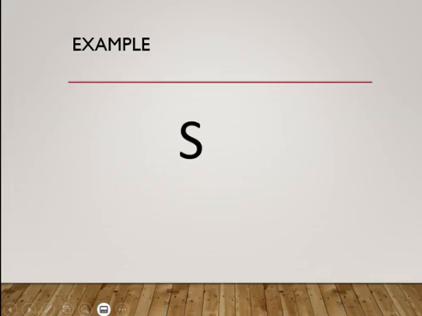Okay, so sulfur has 6 valence electrons. They would go 1, 2, 3, 4, 5, 6. 6 valence electrons. It's an atom, so its charge is 0.